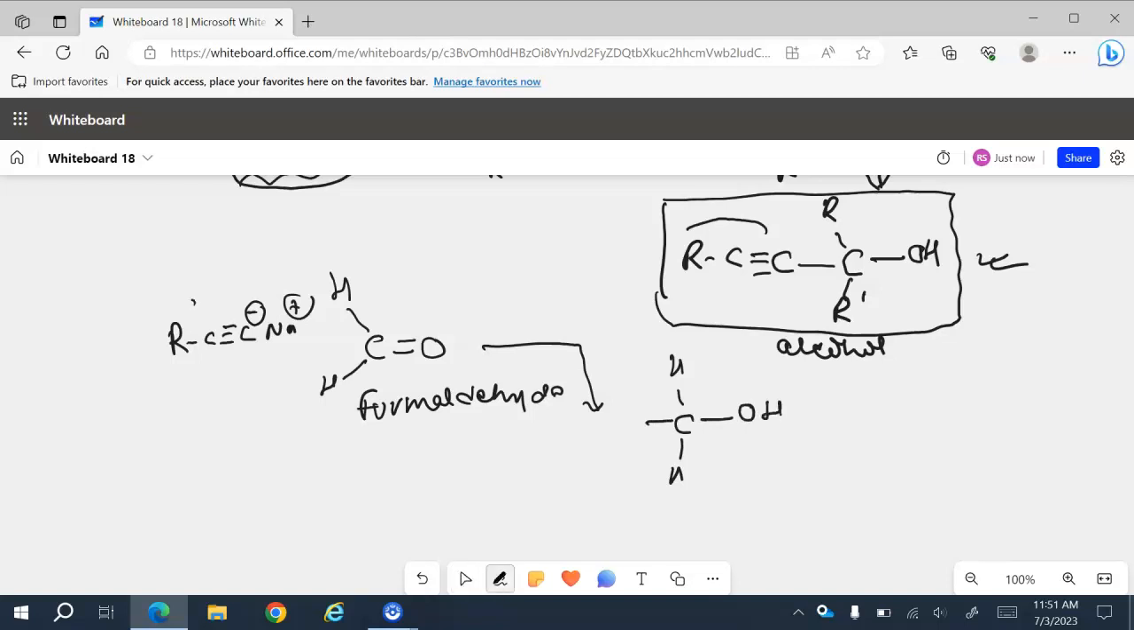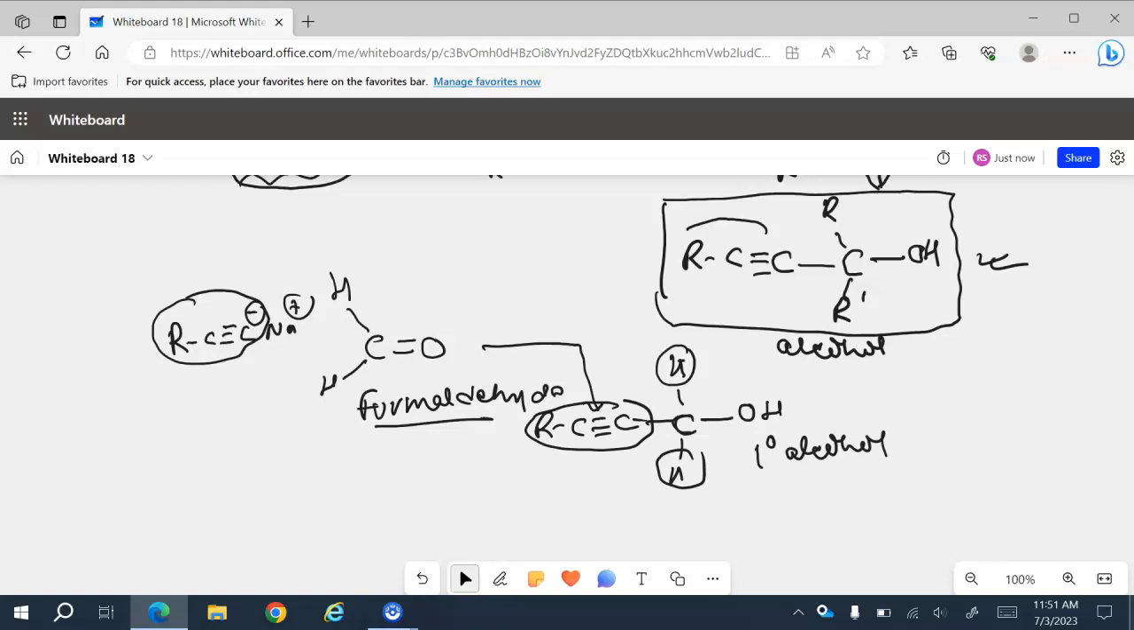This is where you are attaching this entire acetylenic group. So RC triple bond C, that is what will be attached to the carbon. Now see, the alcohol that is generated has two hydrogen on the carbon, and the one R group. So you get the primary alcohol. So if we use formaldehyde, we generate primary alcohol.